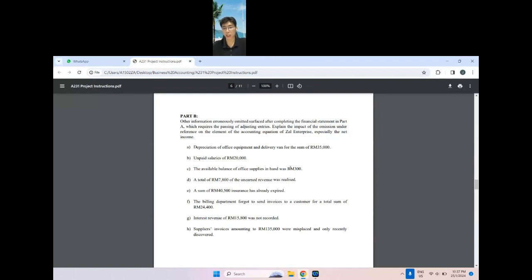No, I don't think it will affect the liability. I think the liability will remain the same, but the asset and the owner equity will increase. Yes, I agree with you. Yeah, I think so. So let's move to question G, which stated the interest revenue of 15,800 was not recorded. Do you guys think that it will affect the asset or liabilities?